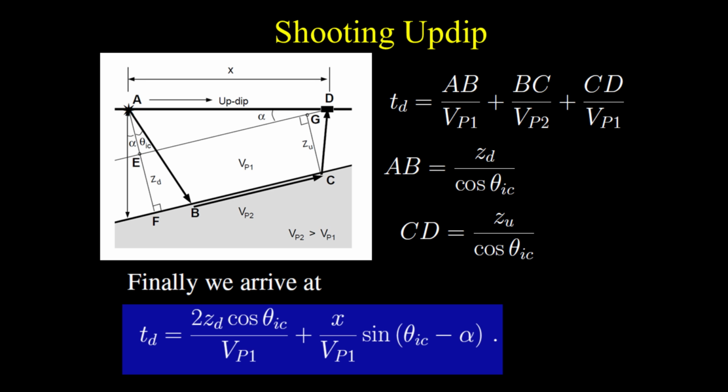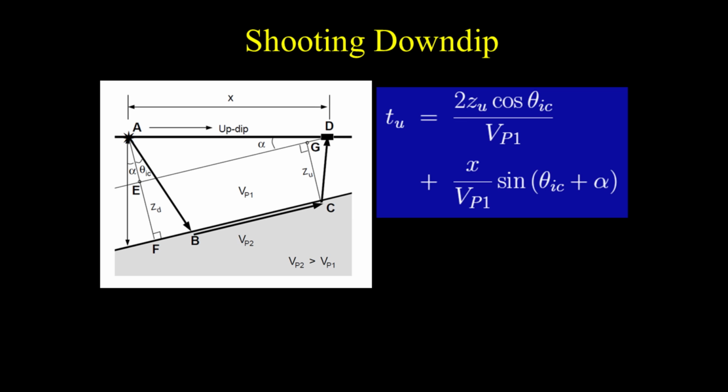Let's first tackle a scenario in which the source position is located in the downdip position, shooting updip, and deduce the updip position. Using the ray diagram, we can obtain the travel time of this case in blue. Notice that when the dipping angle is 0, we are back to our horizontally flat case. Our next step is to move the source to the updip part of the interface to shoot downdip. As one might expect, the equation we arrive at looks similar to that of updip shooting.